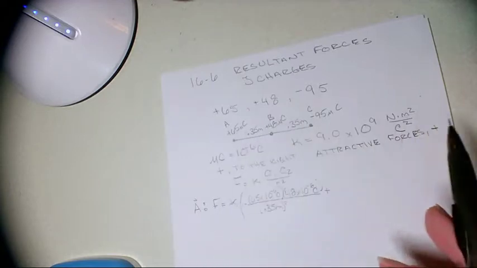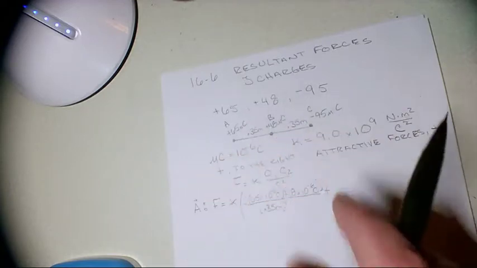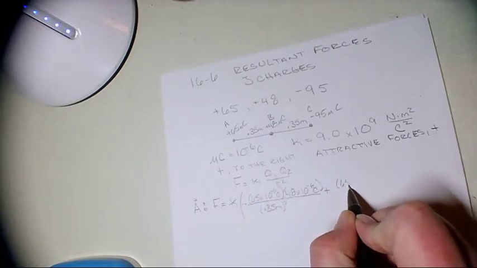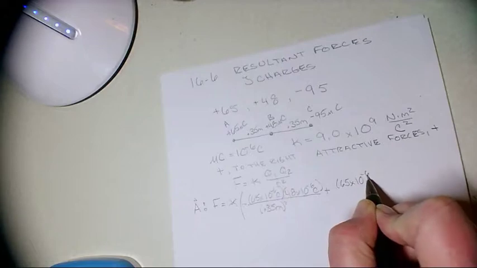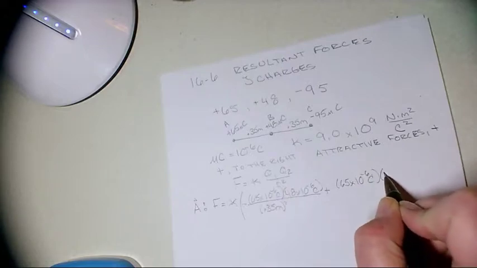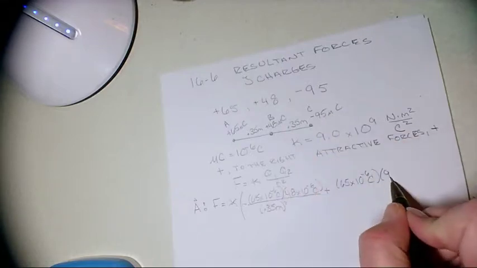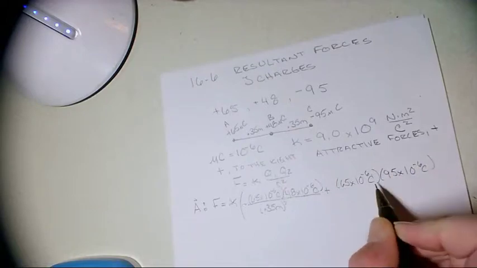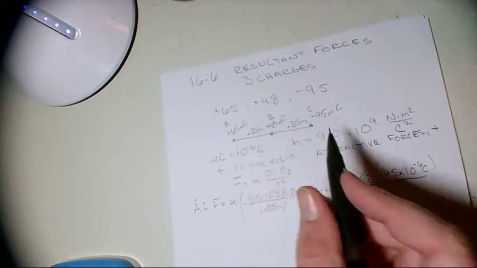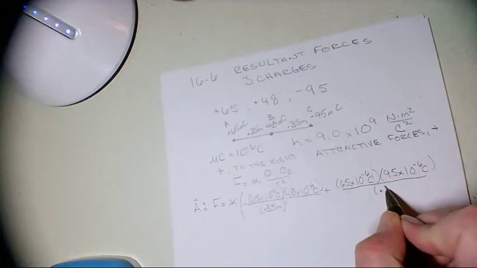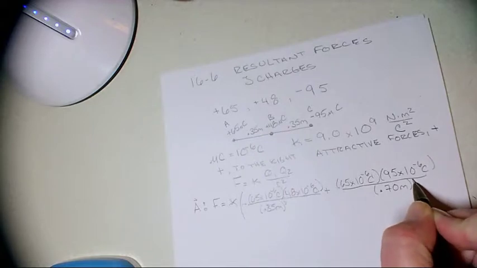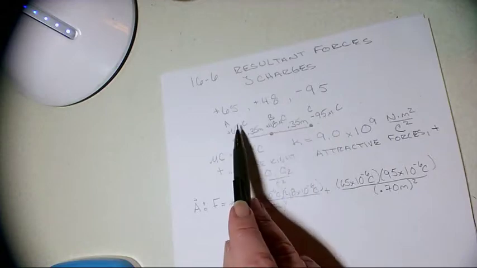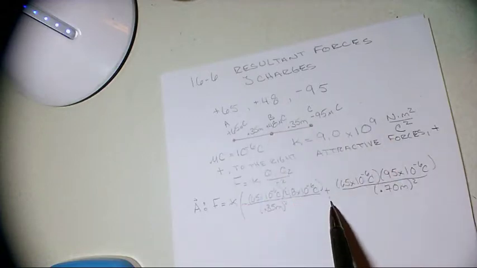Our 65 to our 95. This is again to the right, so we'll stick with the plus sign. We start with our 65 times 10 to the negative 6 coulombs times 95 times 10 to the negative 6 coulombs. Now that distance has grown. It's twice what it was before, so 0.70 meters squared for our R. Now, is this attractive or repulsive? I have a positive to a negative. It's attractive, so that sign's not changing.